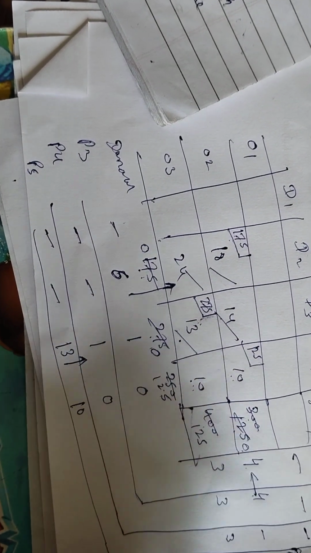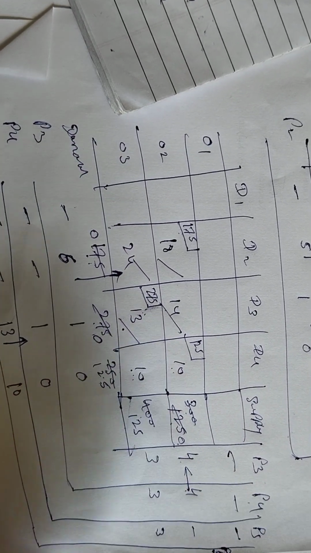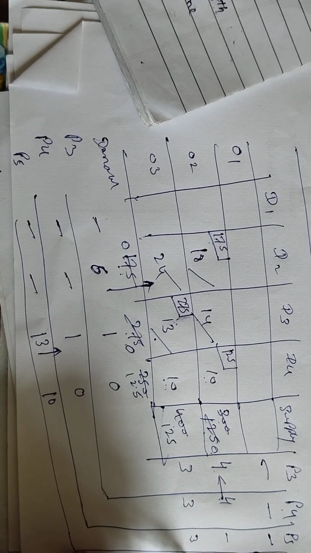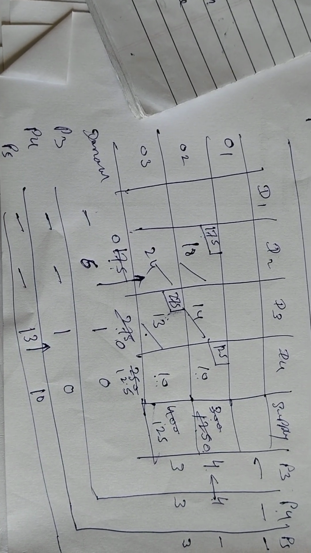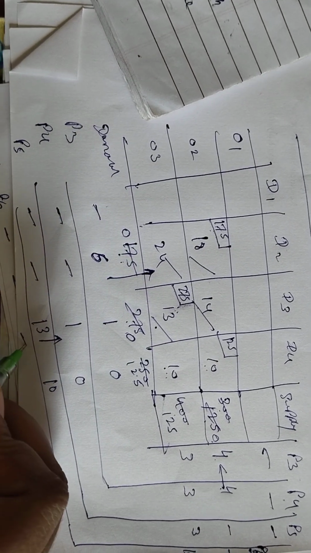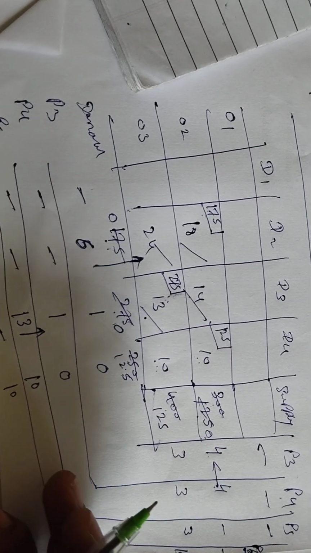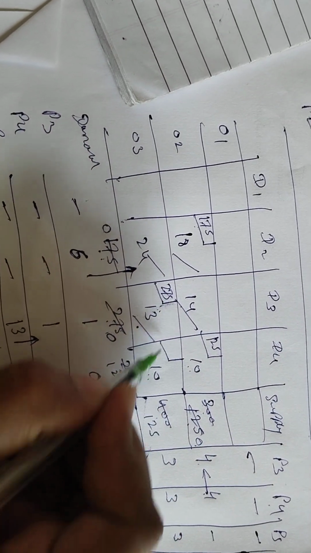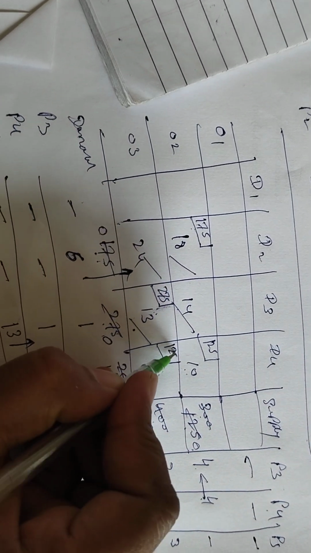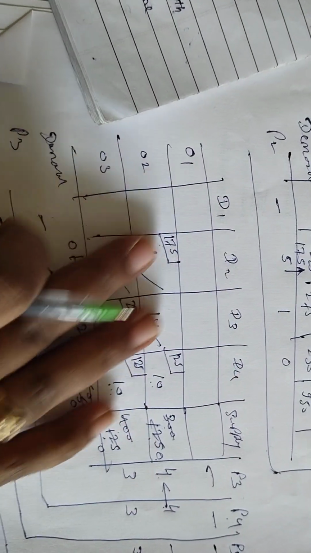P6: the first row is blank, the second is also blank, and in the third row only one element is there, so it is 10. Column wise, the first is blank, the second is blank, and the third has only one element, 10. So the penalty is 10 itself. Either select the row wise or the column wise. Start the allocation here. 125 is the demand and the supply is also 125. So allocate 125 here. This is also 0 and this is also 0. So you have fulfilled all the RIM requirements.